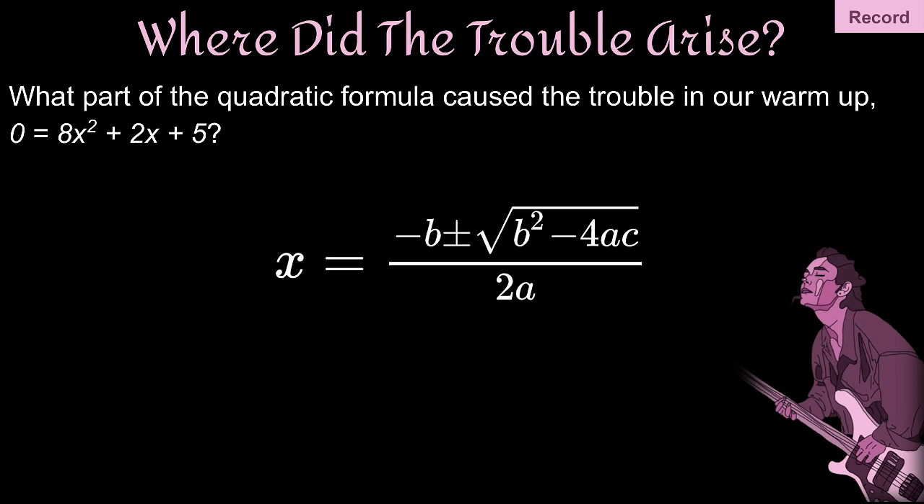Okay, folks. So we saw in that warm up, we were given this quadratic equation, and we saw in the warm up that we had a problem. Where did that problem occur? Can someone tell me where that problem occurred? You can put it in the chat. You can just turn on your mic and tell me. I'd love that.